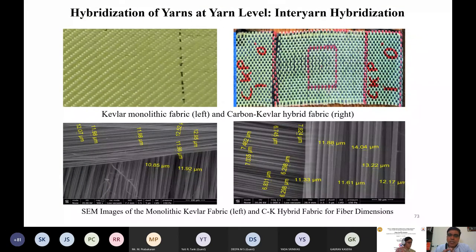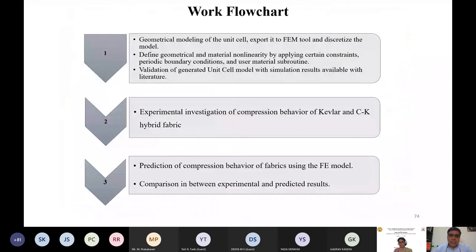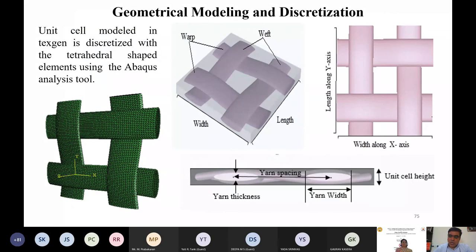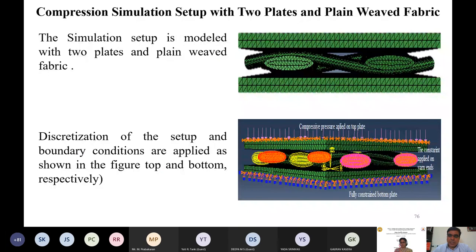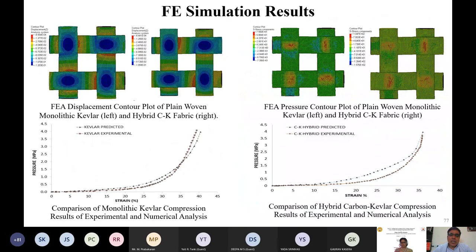This is not a laminate, this is simply the yarn level. The various yarns are formed and you then compress it. Of course, this flowchart talks about this, and you get the properties. Similarly, then you try to model it. This is modeled without matrix. So this kind of modeling is done, and then compress it, find the result, compare it.